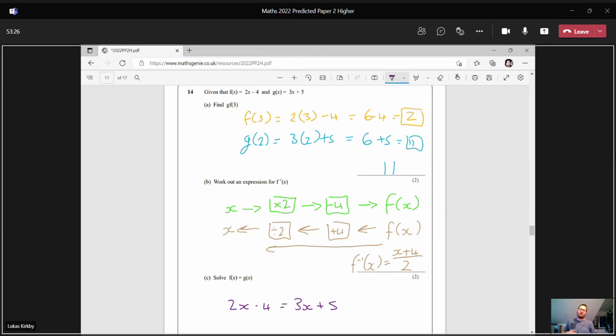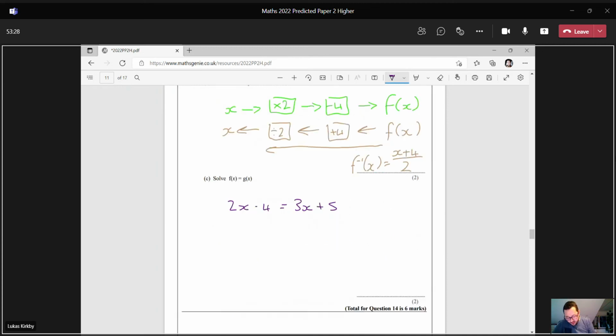We want x's to be on one side, and I'll always take away the smaller number, so let's minus 2x from both sides. So we end up with minus 4 equals x plus 5, and then we want to take away the 5 from both sides, and we get that minus 9 is x, or x equals minus 9. Okay, great.